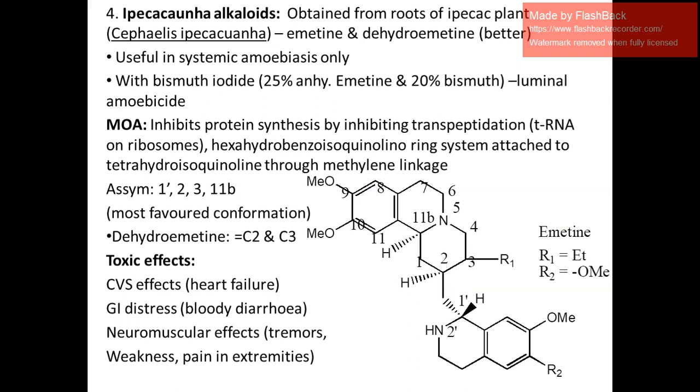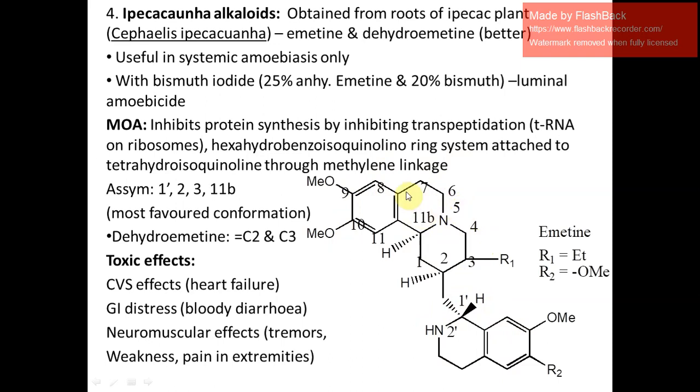Then chemically, if you see, it is an isoquinoline ring which is attached to another isoquinoline ring through a CH2 bridge. This CH2 bridge which I am encircling is called the methylene linkage. What is this? This is the tetrahydroisoquinoline ring, and the upper one is the hexahydrobenzo isoquinoline ring. This is benzo and this is the isoquinoline ring which is hexahydro.